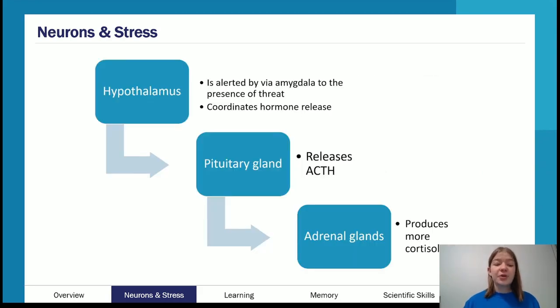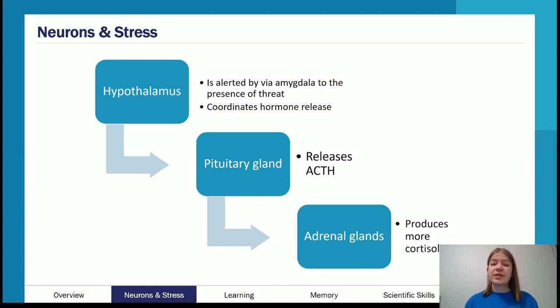I want to make sure, however, that I spend a bit more time when we talk about the HPA axis because this links in to the gut-brain axis. So HPA axis is where we have the hypothalamus, pituitary and adrenal gland work together in this kind of response to stress. So the hypothalamus is going to be alerted to the presence of threat by the amygdala, which is really great at responding to fearful things. And the hypothalamus is going to coordinate hormone release here.